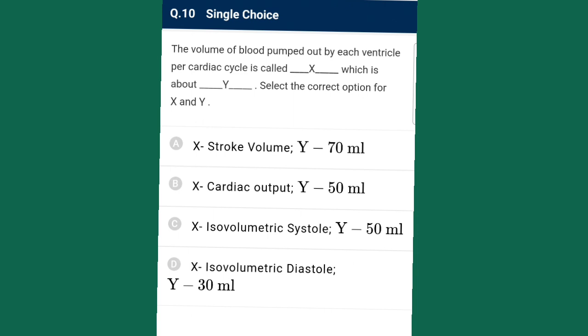Question number 10. The volume of blood pumped out by each ventricle per cardiac cycle is called stroke volume, which is about 70 ml. So the answer for this question is option A. That is the correct option.